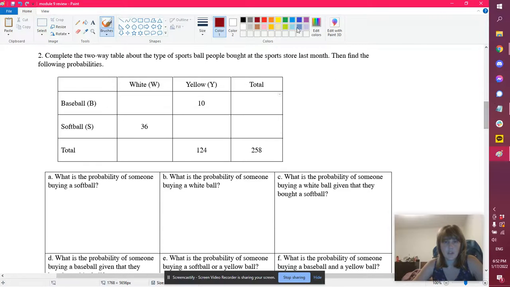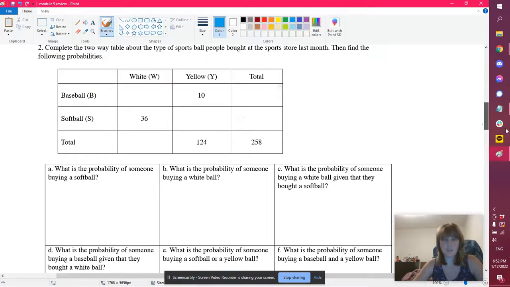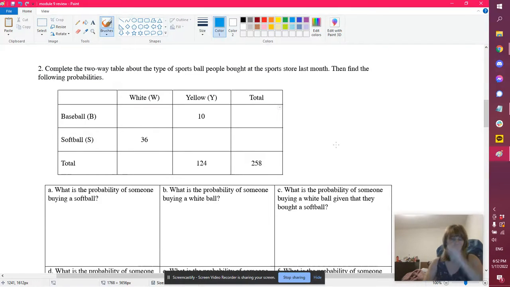All right, moving on to number 2. Now, instead of giving us a Venn diagram and having to fill out the rest of the stuff, they're going to give us a two-way table, and we need to finish this up. The way we finish out a two-way table is we know that these two things add to the total, right? Any column adds to its total. Any row adds to its total. So we find a row or a column where there's two things filled in. And we say that this one is 124 minus 10. So this one should be 114.